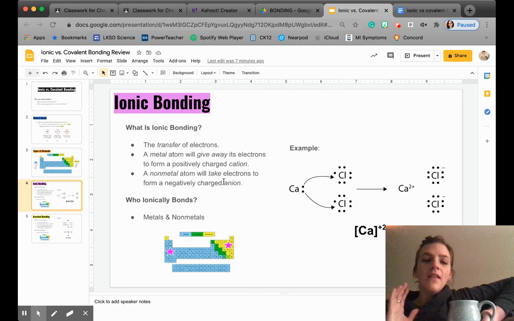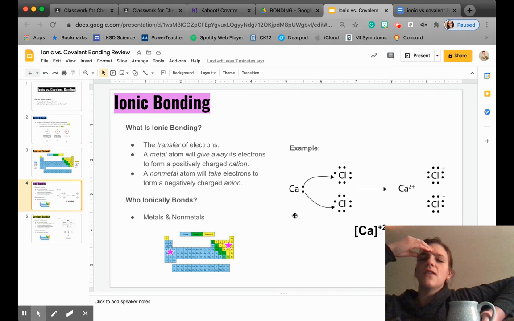Now, that's the explanation of what ionic bonding is, conceptually. Another very important feature that you need to get in your head is who ionically bonds. Black and white, who ionically bonds, it has to be between a metal and a non-metal. If you see a compound like calcium chloride, which is CaCl2, like in the example here, you would look at that and say, okay, calcium, is calcium a metal or a non-metal?